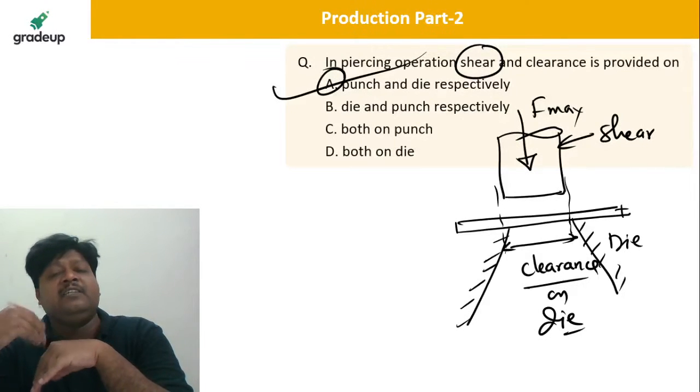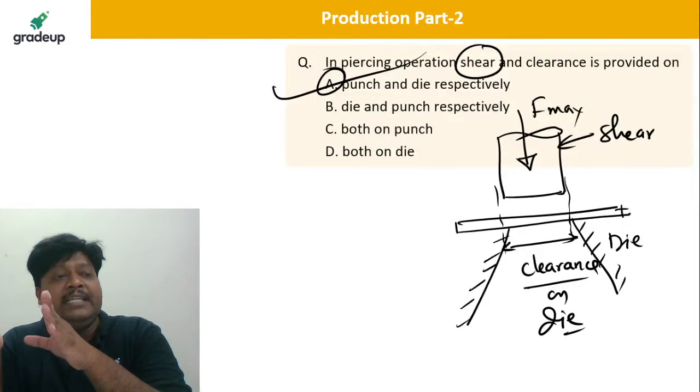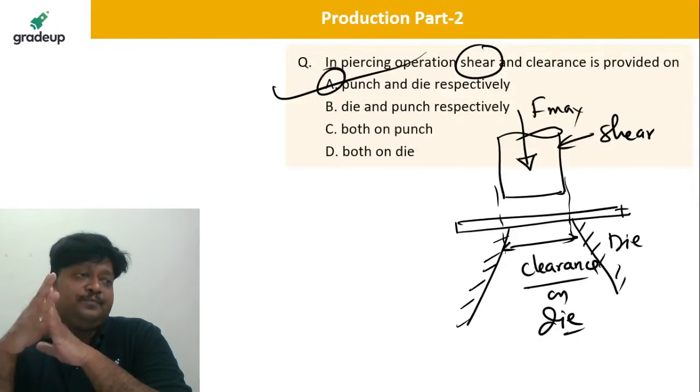So clearance is given on the opposite. That is, if you are going to do the punching, then provide the clearance on the die. If you are having the blanking operation, provide the clearance on the punch.